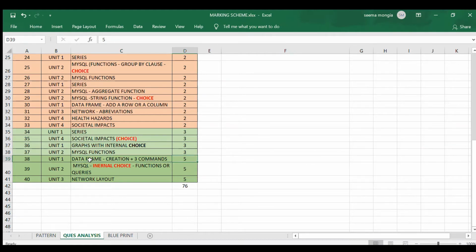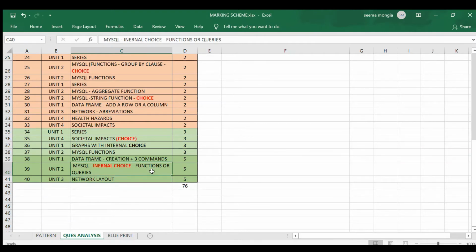So that means this short question of 5 marks is very easy to score, because once you know how to create a data frame and the 3 simple commands you can execute, these 5 marks can be scored very easily. Similarly, MySQL, this is a short question, 5 marker question, and it will be having an internal choice also. There is a choice in any one of these 3 questions. That internal choice may move from this question to this question or this question.